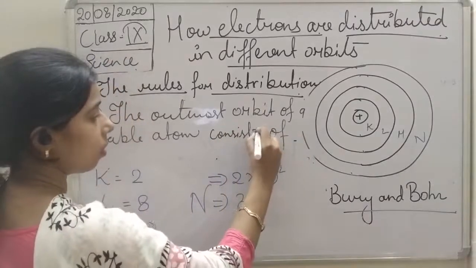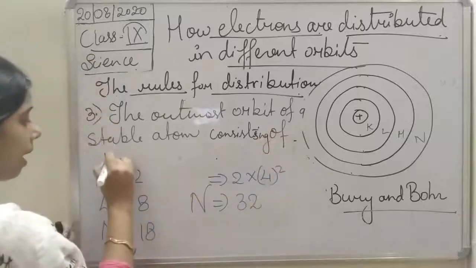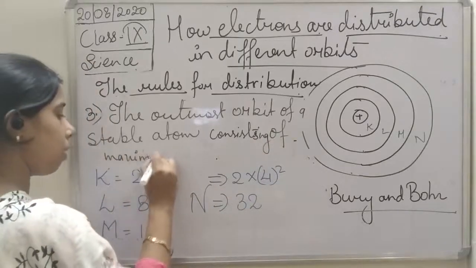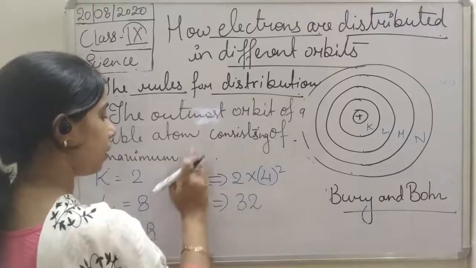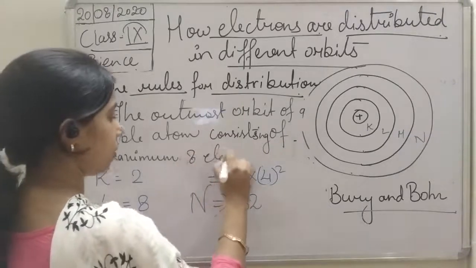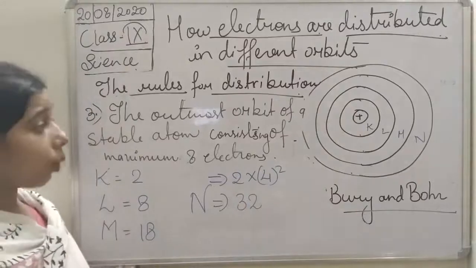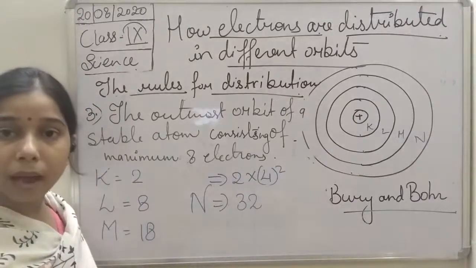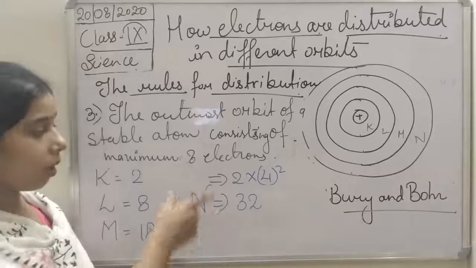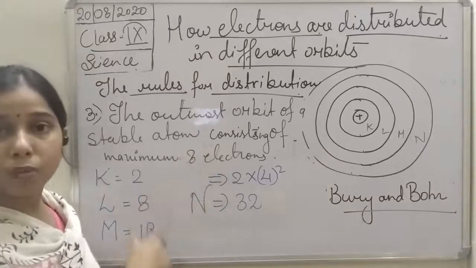of a maximum of 8 electrons. Okay, so the outermost orbit of a stable atom must have 8 electrons in its outermost shell.